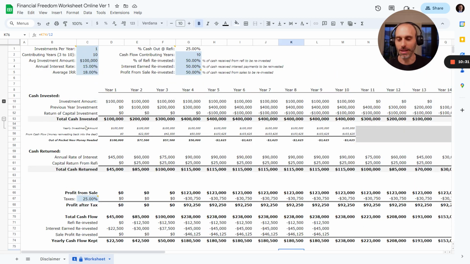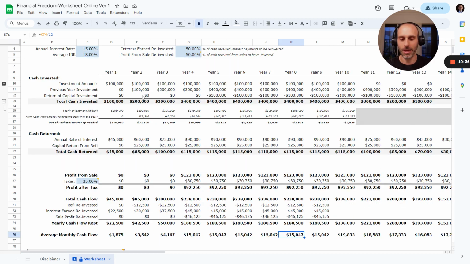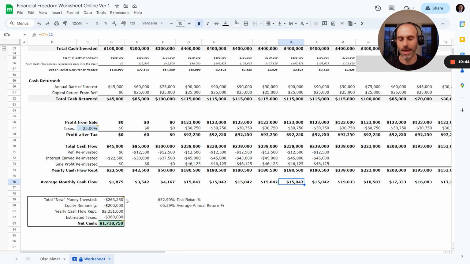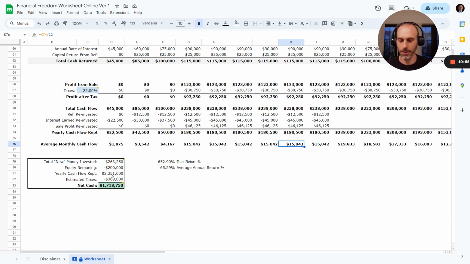Okay, so what does this mean? In this particular scenario where we put in one investment per year, we're investing for a total of 10 years, right? And half of our cash is going back into the deals. We're coming out of pocket $263,000. The equity remaining, there's $200,000 still left in the deal for us because this model only goes out to 20 years. And basically what this means is there was a gross amount of $2.3 million coming back to us. We paid about $369,000 in taxes, and the net cash is the bottom line take home that we were able to bring, which in this case you can see is $1.7 million.